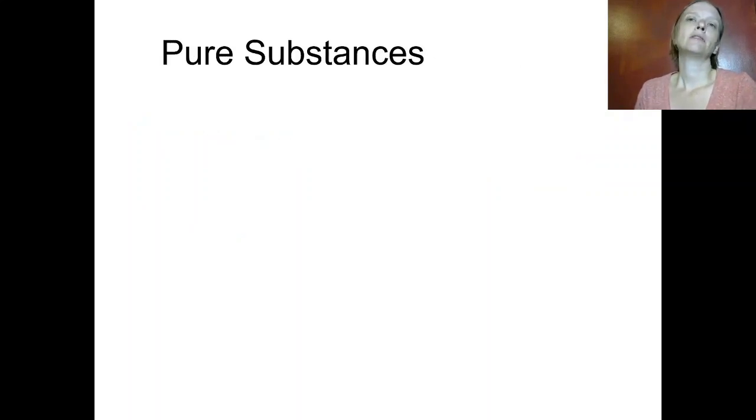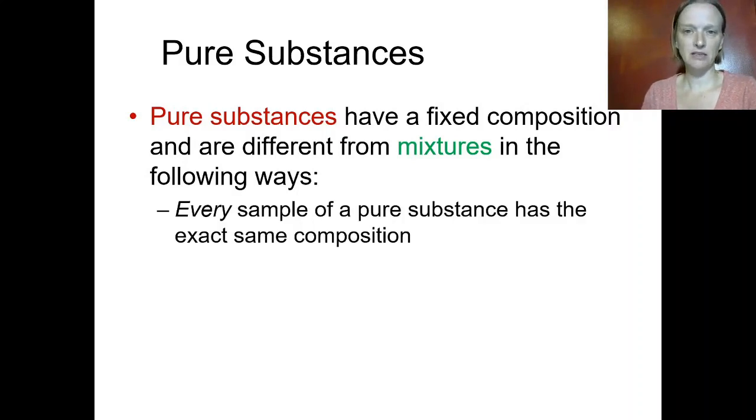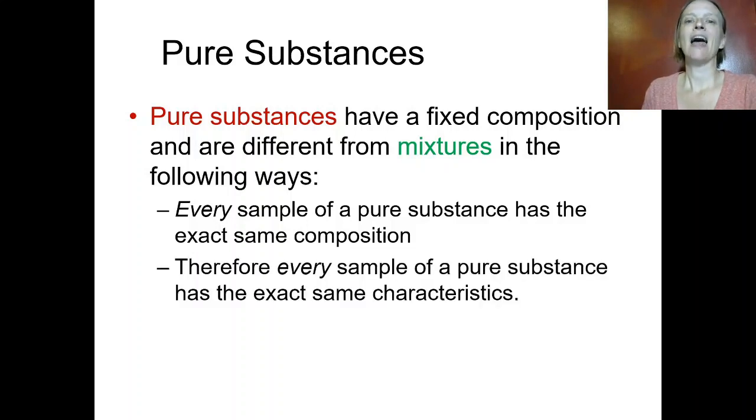On the other hand, contrasting with mixtures, you can also have pure substances. A pure substance has a fixed composition, and they are different from mixtures because every sample of a pure substance always has the exact same composition. Therefore, every sample of a pure substance has the exact same characteristics.